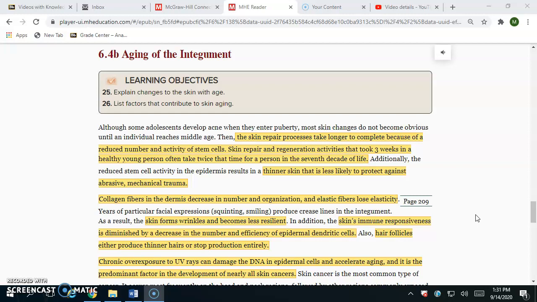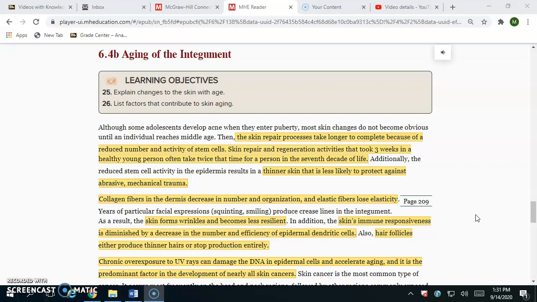Other things that you can see, and you're probably familiar with, is the hair follicles. They either produce thinner hairs, or they stop producing hairs. That's a pretty common sign of aging as well. And again, I think it's all based on the reduced number of cells that are making those hairs, the keratinocytes that are making hairs, and the decreased activity of the mitosis going on there too. So it's slowing down, and you'll see that as well.